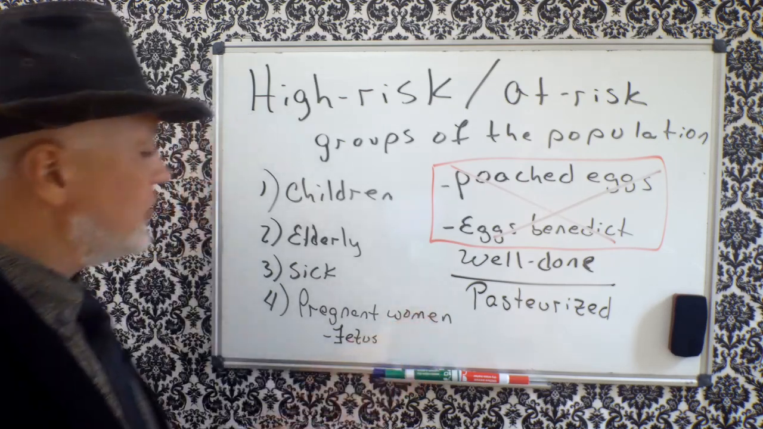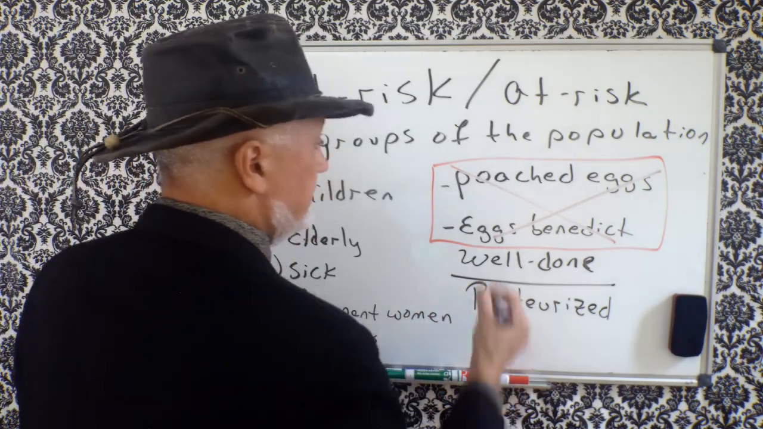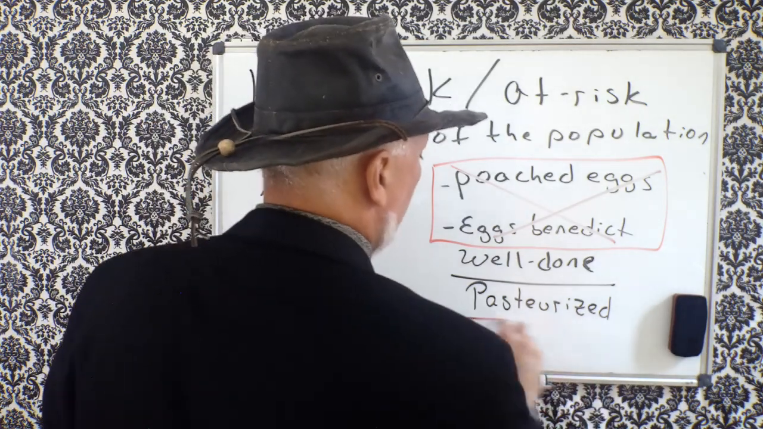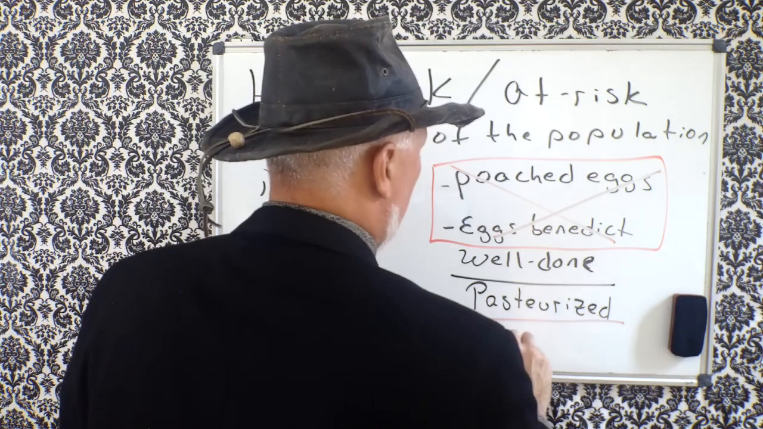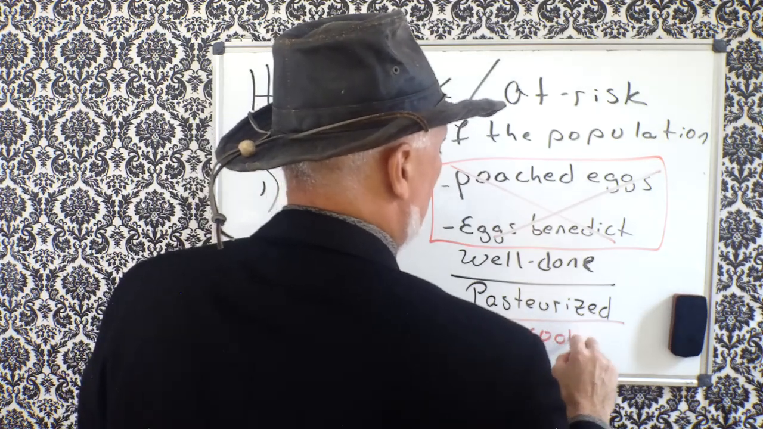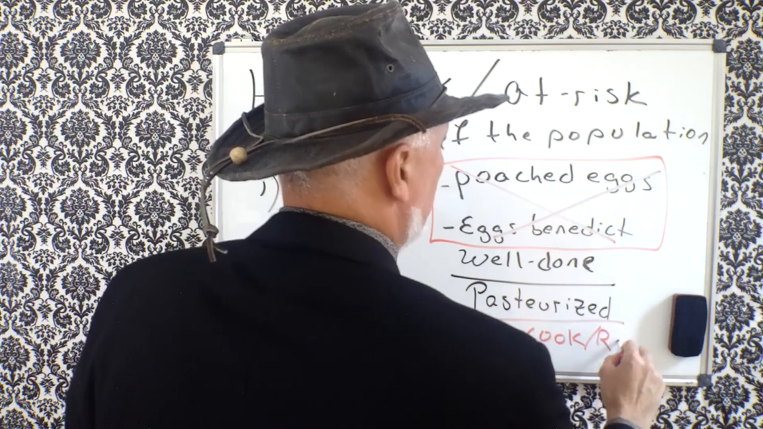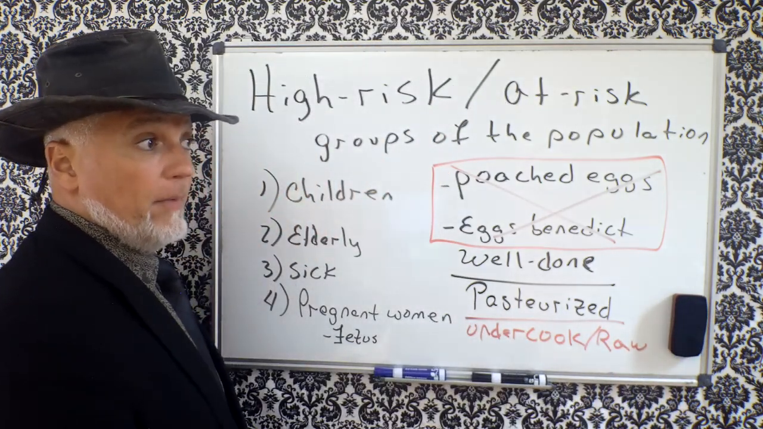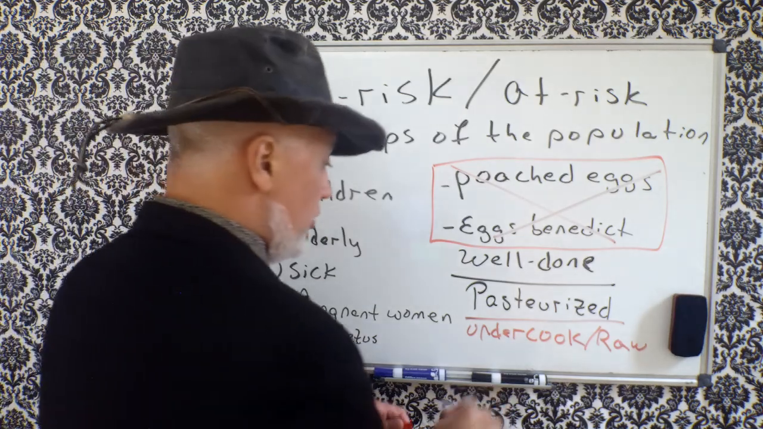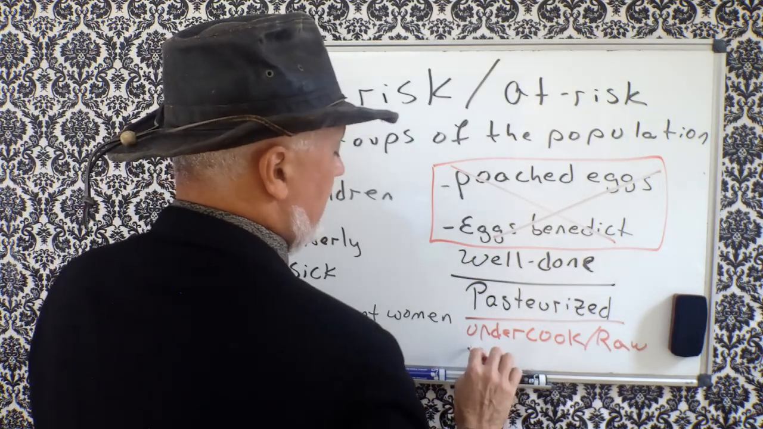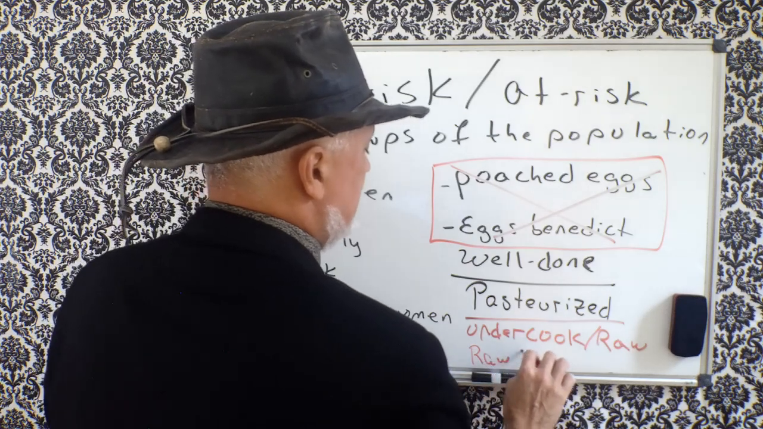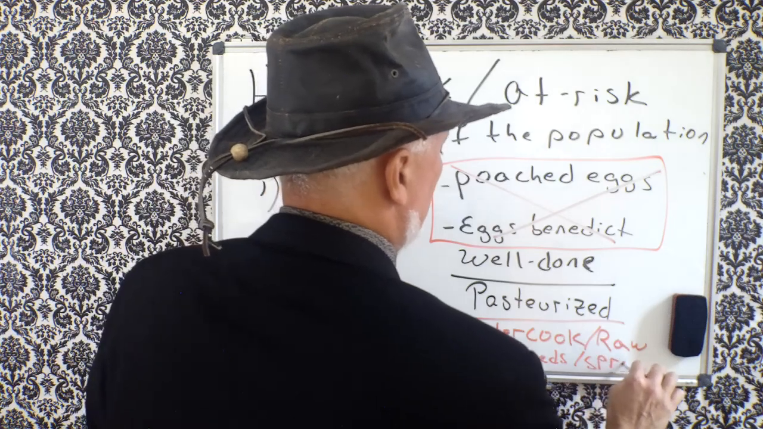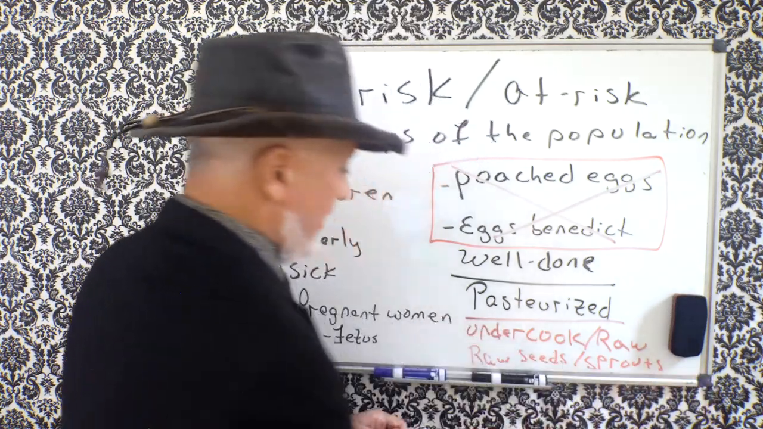So you also want to avoid, I'm going to put it in red, undercooked or raw meat products. Beef, hamburgers, steak, stuff like that. You also want to avoid raw seeds and sprouts. Right, so that's a list of things you want to avoid.